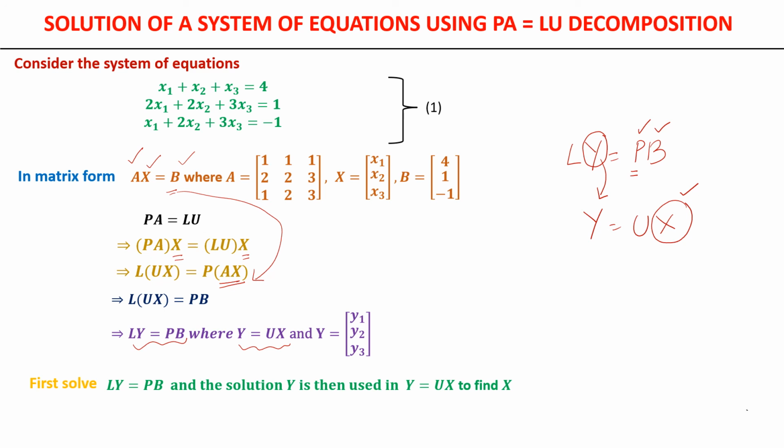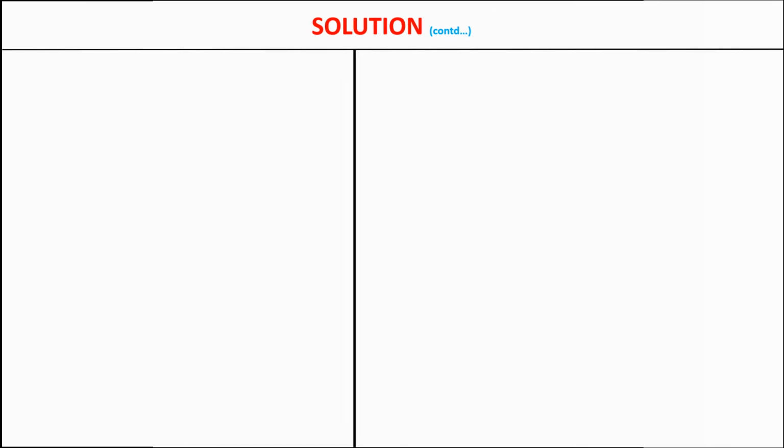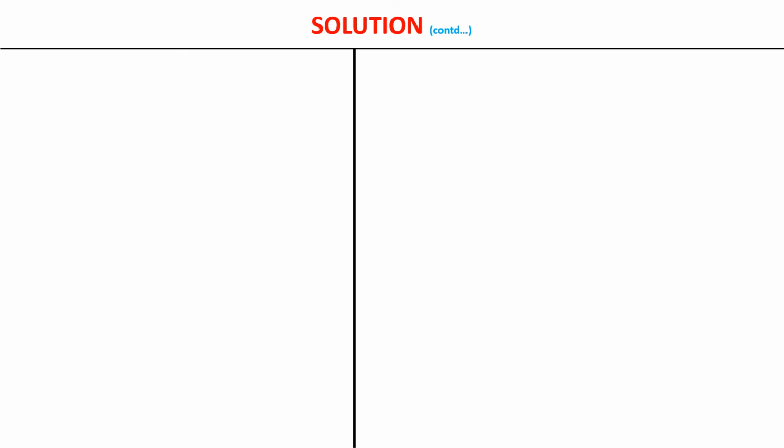So now let us first decompose the matrix A in PA equal to LU form, and then start off by simplifying the first set, which is Ly equal to PB, and the second one, which is Y equal to UX. Let's see that in our next slide. Let us first find the PA equal to LU decomposition for the given matrix.